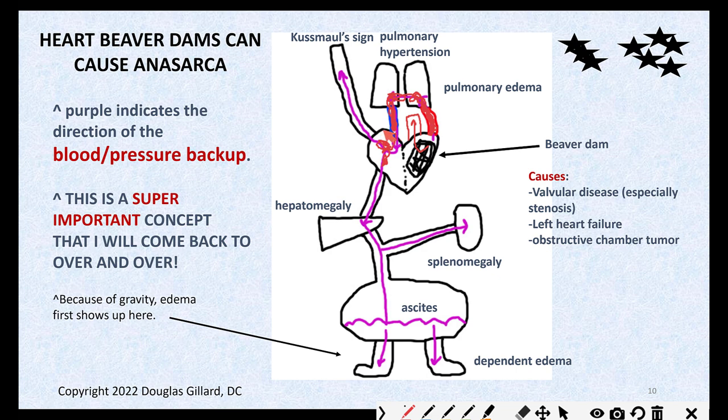First, the heart gets really big. You get hypertrophy of the right heart, right atrium and right ventricle. But in the meantime, while that's happening, the backup goes up here.